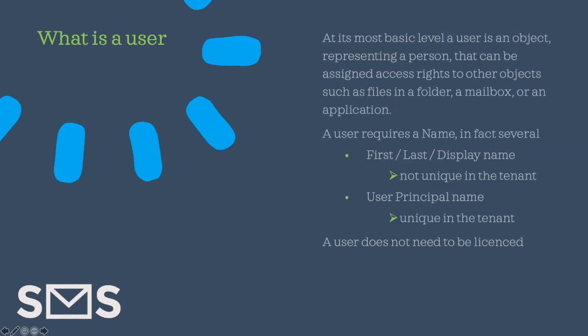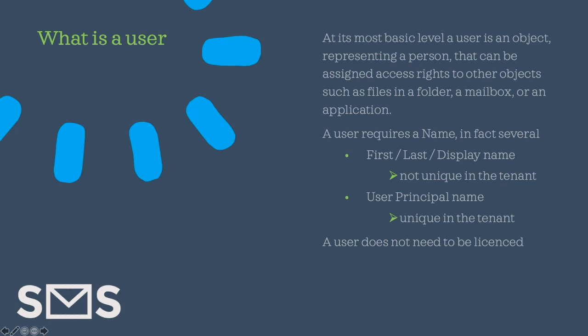As the slide says, a user is an object representing a person that can be assigned access rights to other objects, such as files in a folder or an application. What this means in practice is that a created user, if not licensed, will be able to log into Office 365, but not be able to do an awful lot unless, for example, they are granted an admin role or are granted rights to access a folder of files stored on an Azure resource.